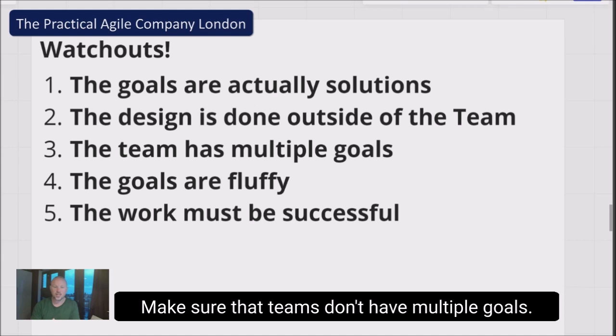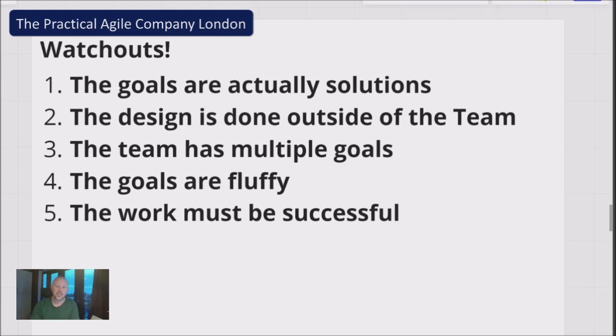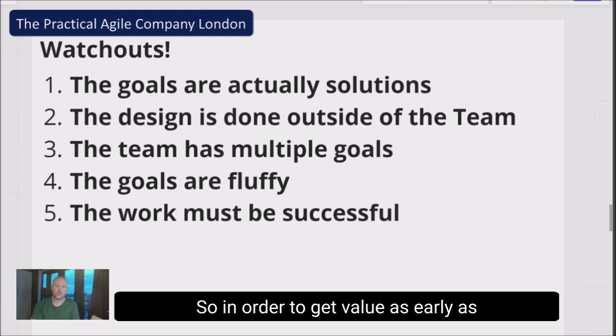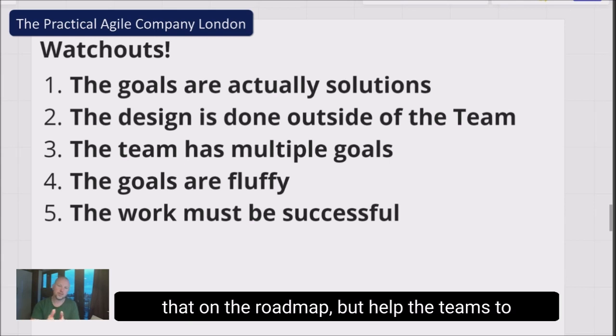Make sure that teams don't have multiple goals. This always seems like a great idea to get more done, but actually all it means is you'll get stuff later. So in order to get value as early as possible, really try to help teams to focus on an individual goal and then roadmap out. If you want to achieve multiple goals, absolutely have that on a roadmap, but help the teams to focus on one goal at a time.